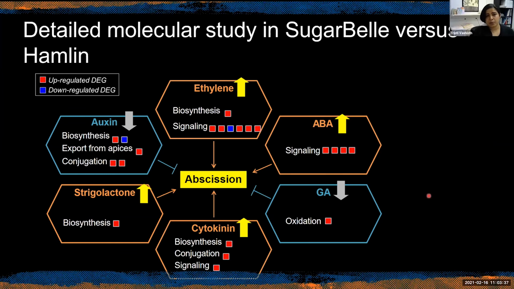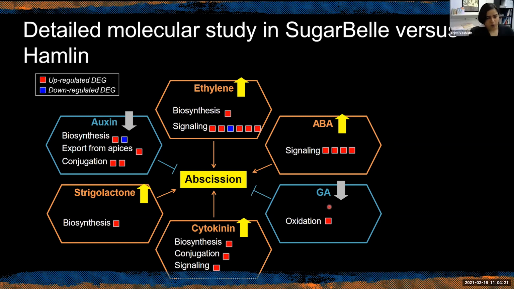So we did an in-depth molecular analysis, and these are some of the key hormones that we found to be differentially expressed between SugarBelle and Hamlin. What we found is that in the case of Hamlin, we saw an increase in genes related to ethylene biosynthesis and signaling, and an increase in ABA. Then we also saw an increase in strigolactone and cytokinin. And for auxin, which usually helps with tree fruit growth, we saw a reduction in auxin and a reduction in GA.